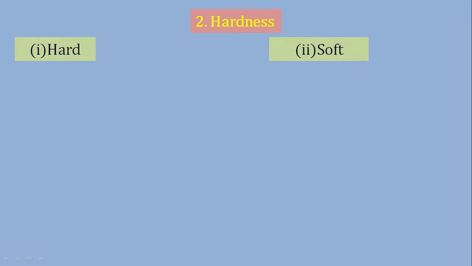Let us now discuss the second property of material, that is hardness. You surely know the meaning of the word hard, which means that it is not compressible. On the basis of this property, materials are also of two types. First are hard and second are soft.